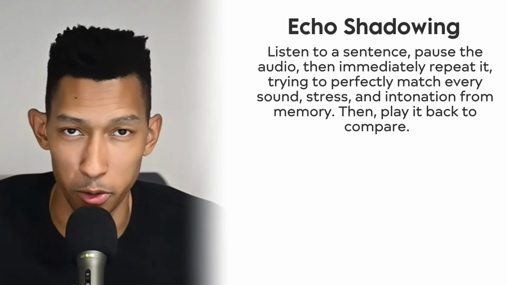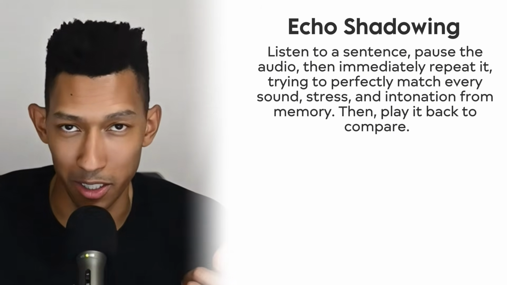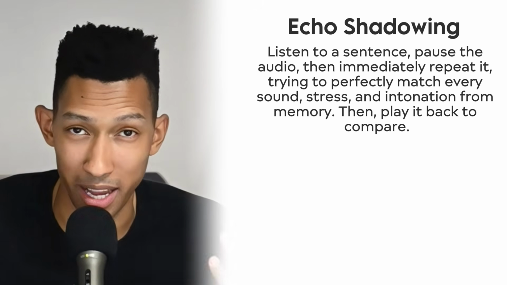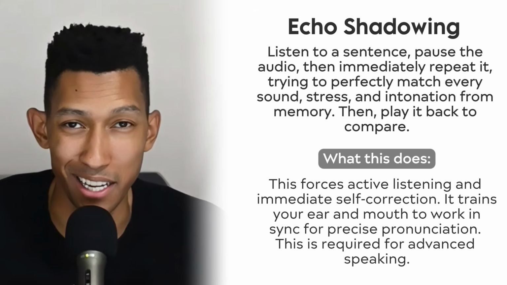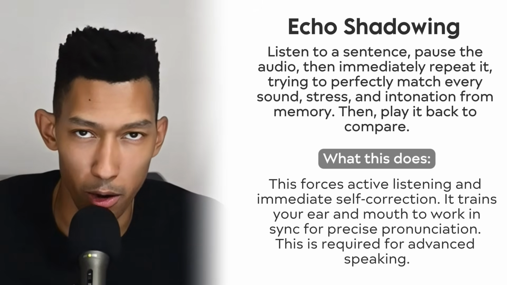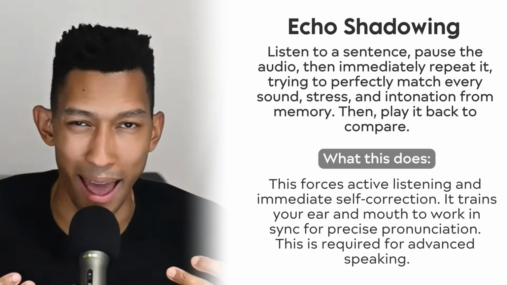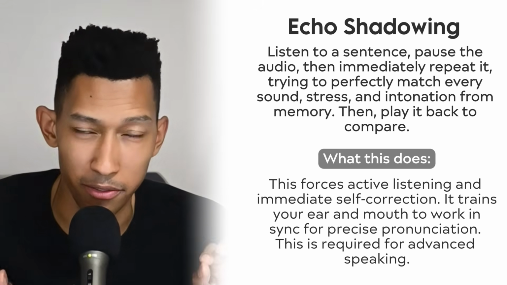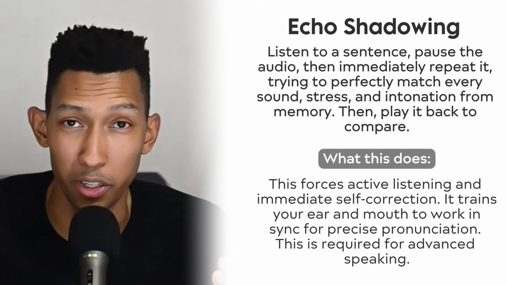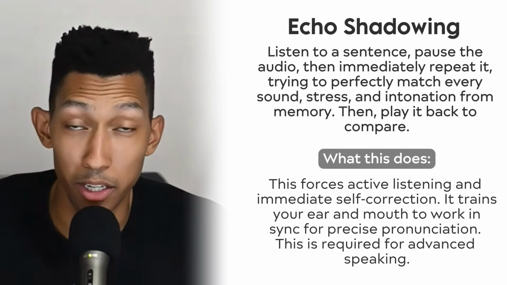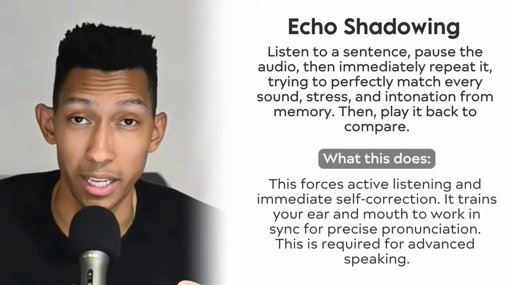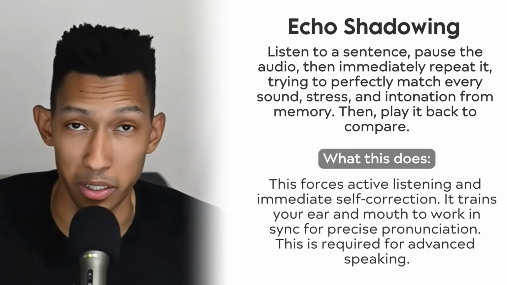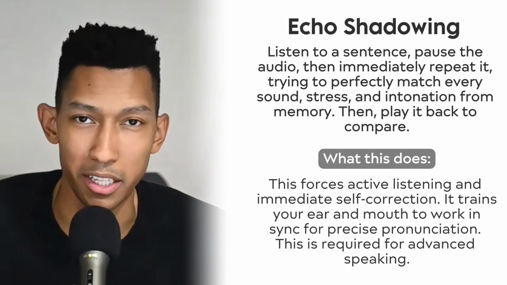When you do this for the first time, you're immediately going to see the difference in how a native English speaker communicates versus how you communicate at the intermediate level. This is a powerful drill because it forces you to actively listen and then immediately identify the specific weak points in how you communicate in the English language. And it trains your ears and mouth to work in sync, which is absolutely required if you ever want to be an advanced communicator in the English language.